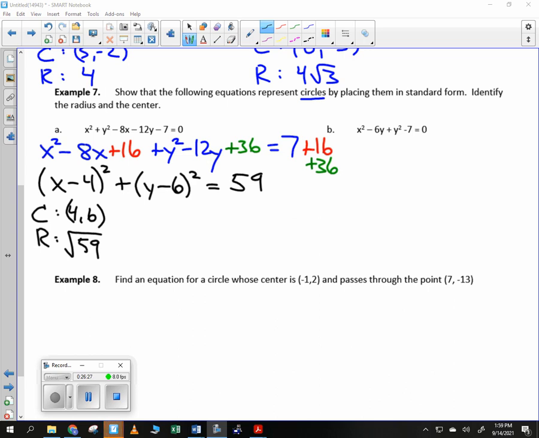Around circles. Nobody laughed. It's all right. It's kind of around. It's like round.